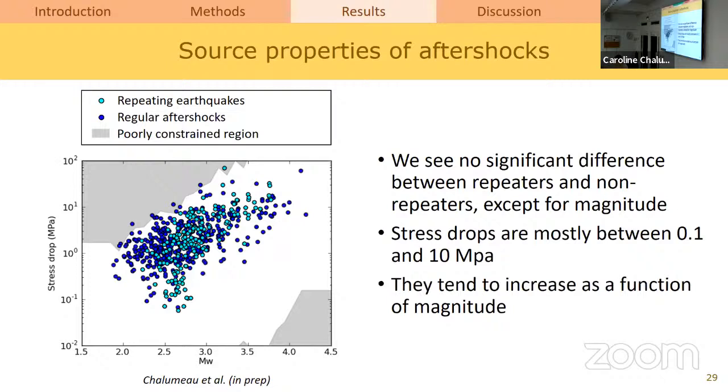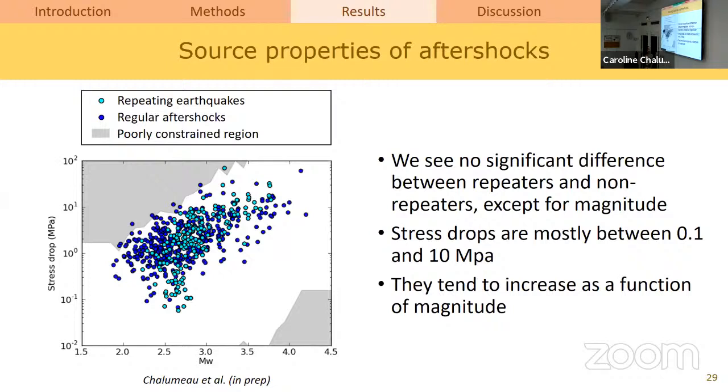So moving on to the second portion of the PhD that looked at the source properties of repeaters and of aftershocks. Here I'm showing a picture of the stress drop as a function of magnitude. And you can see that the light blue dots right here are the repeating earthquakes. The dark blue dots are the regular aftershocks. So what we can see is that, generally speaking, there's no real difference between the repeaters and the regular aftershocks, except for the fact that the repeaters tend to have larger magnitudes.